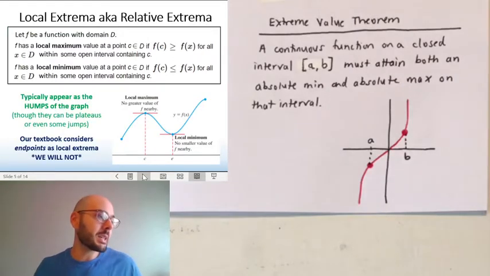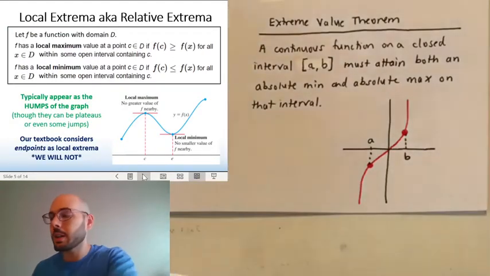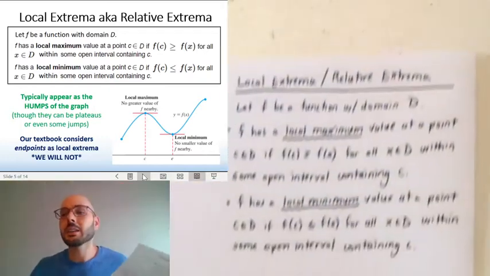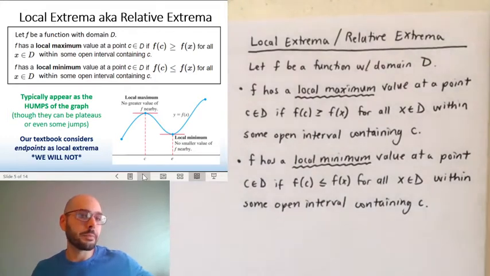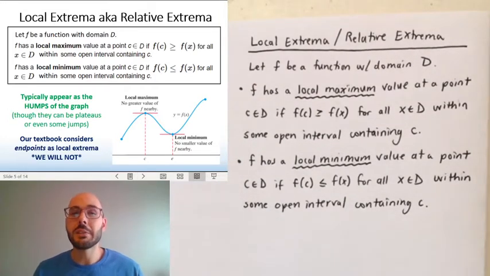Okay, next up is local mins and maxes. These are, again, formal definitions, like textbook definitions that are good for you to know and get comfortable reading. So let's take a look at the formal definition for local extrema, also known as relative extrema. We start by saying let f be a function with domain D. Then f has a local maximum value at a point C in D if f of C is greater than or equal to f of x for all x in D within some open interval containing C.